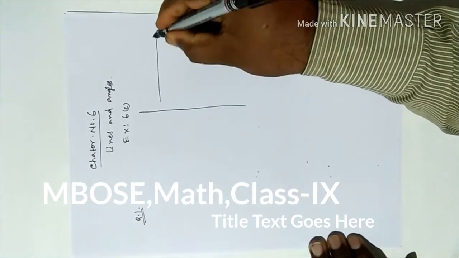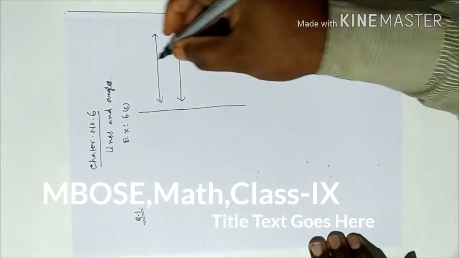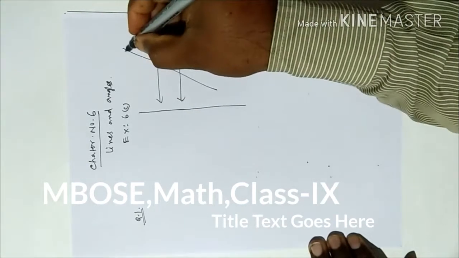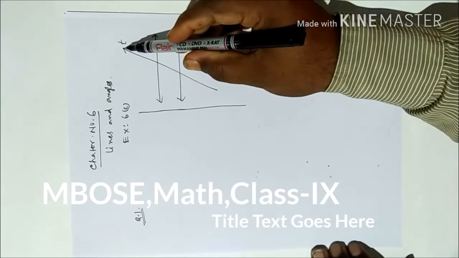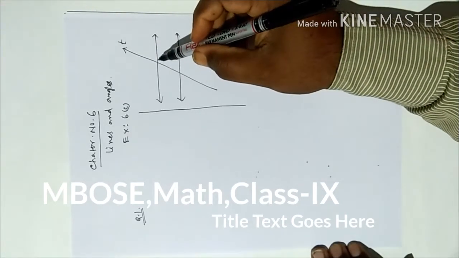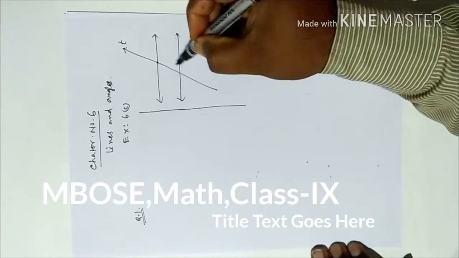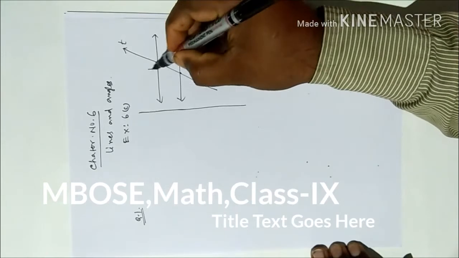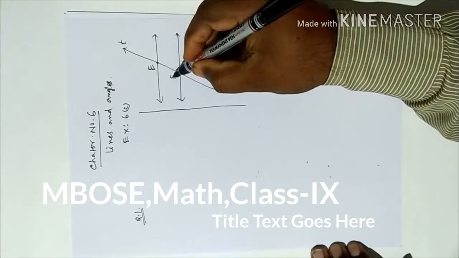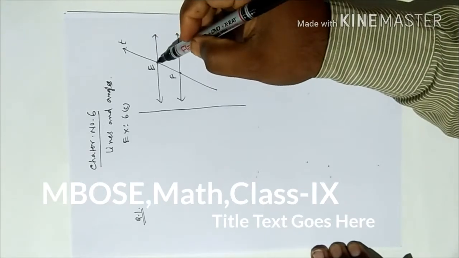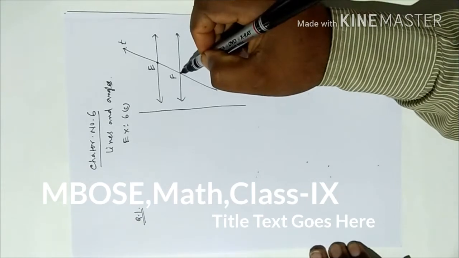So this one is given, these two lines are parallel and this is called transversal. Why is it called transversal? When a line intersects two or more lines at different points. So these are the intersect points. These intersect points have been given as E and F in your question.